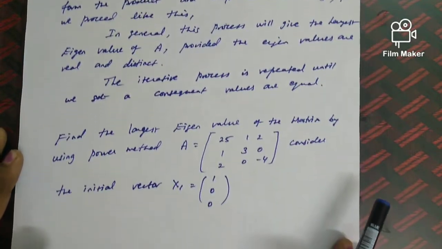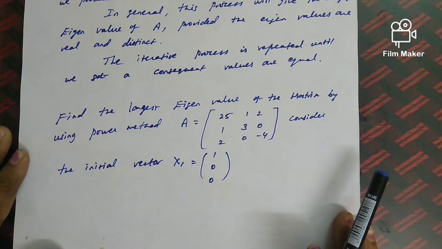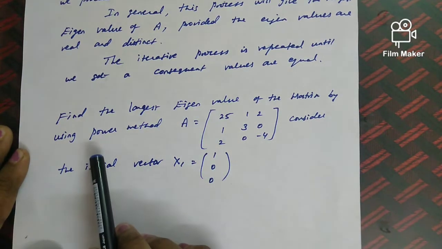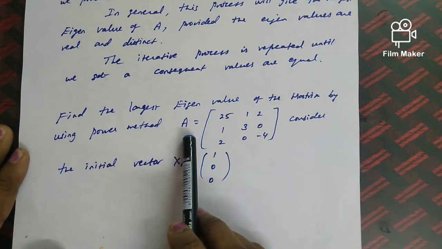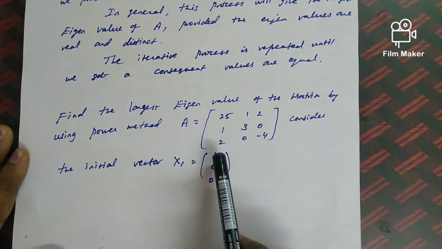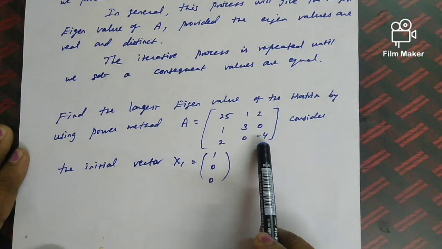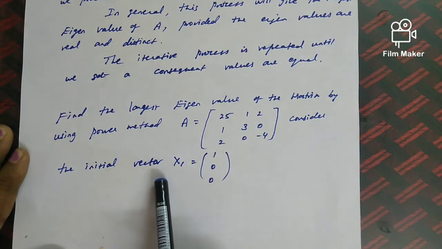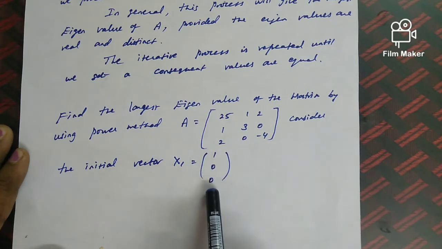Look at the first question. Find the largest eigenvalue of the matrix by using the power method. A is equal to: first row 25 1 2, second row 1 3 0, third row 2 0 minus 4. Consider the initial vector x1 equal to 1 0 0. So in this question the initial vector is given.